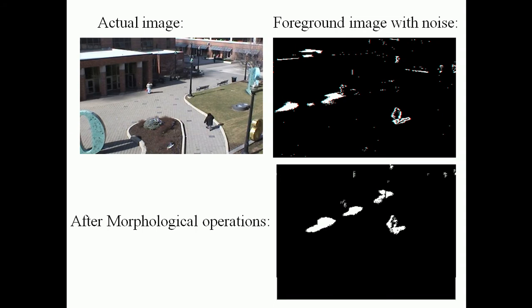This is an actual image. The actual image after background subtraction gives the foreground image with noise. In order to remove the noise, we apply morphological operations. After morphological operation, the noise of the foreground image is removed.